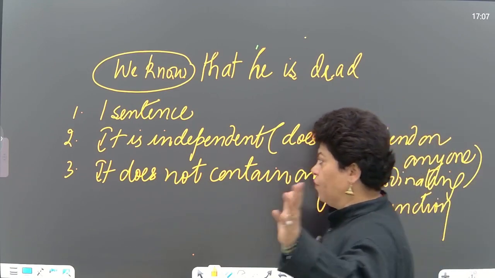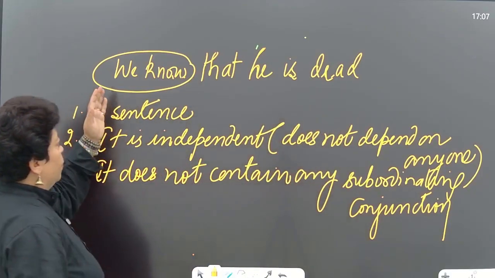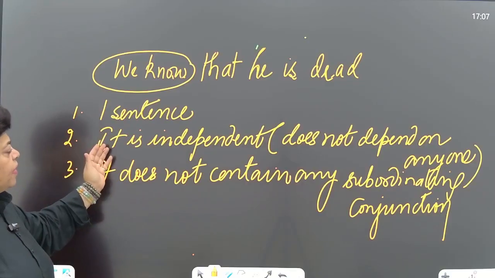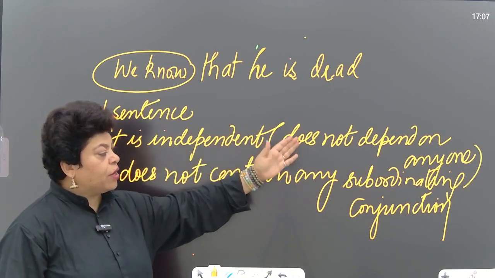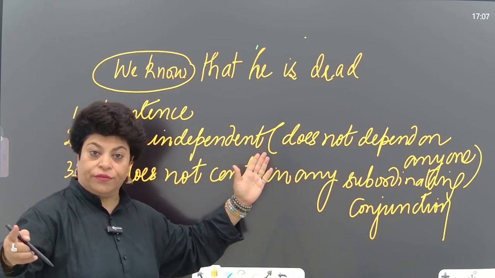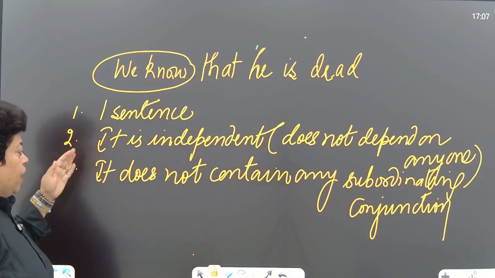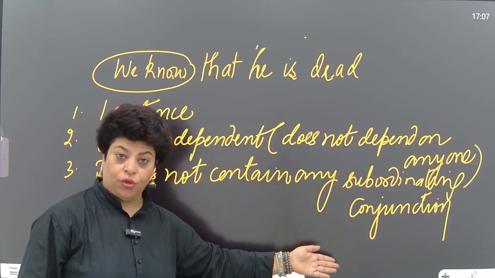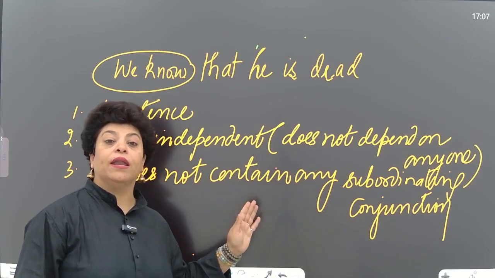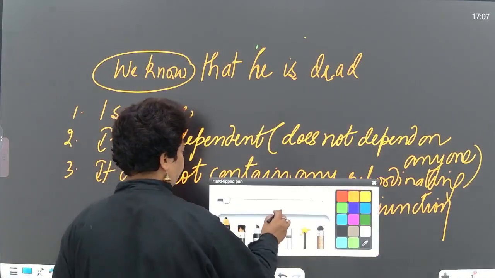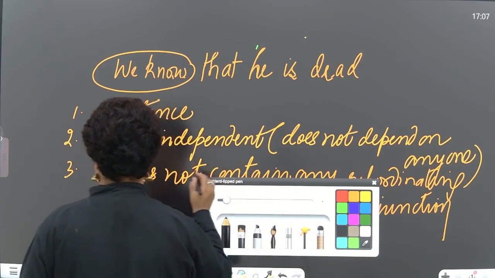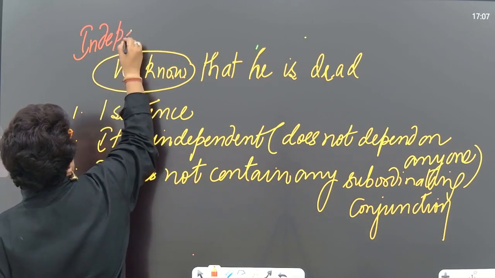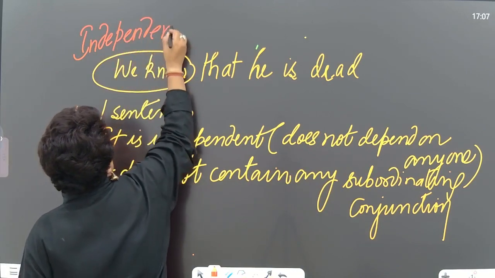Repeating again, I would like to repeat the same thing. "We know" is a sentence. It is an independent sentence which does not depend on any other sentence. Third, it does not contain any subordinating conjunction. Hence, it is called an independent clause. What do we call it? Independent clause.